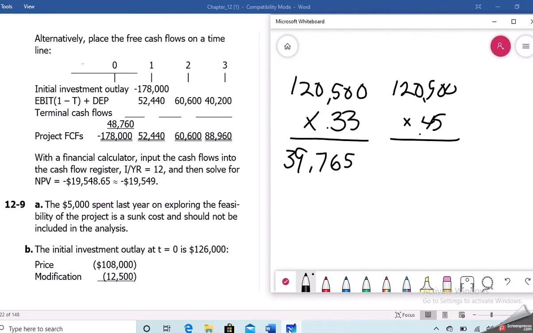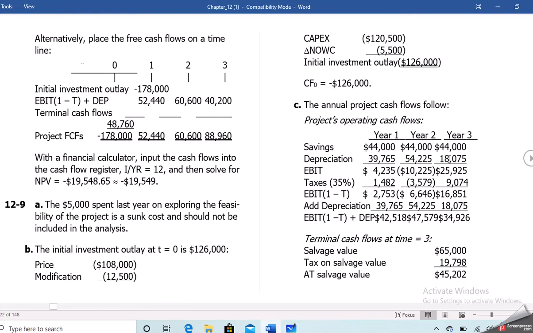And that gives us $54,225. And again, if we look back over here, that's what they should have. And then the same thing for year 3. So then we would take our savings, subtract that depreciation, that gives us our earnings before interest and tax.